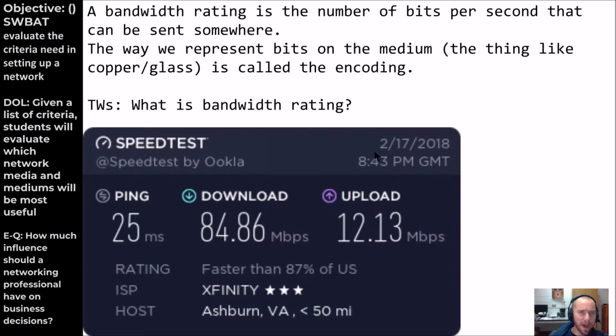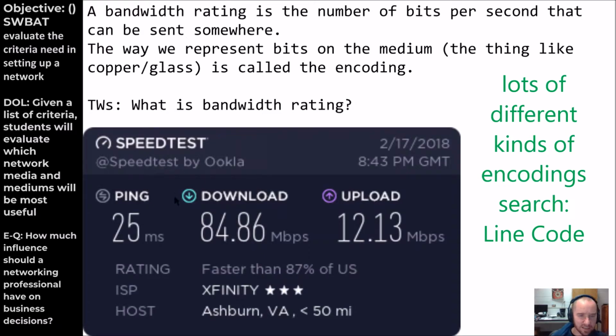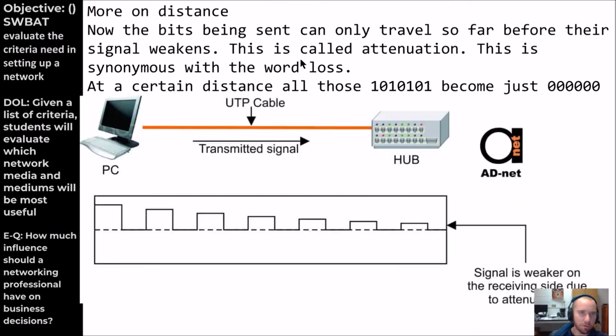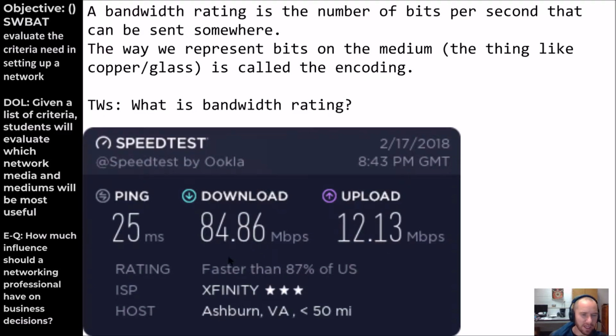So let's talk about a bandwidth rating. This is the number of bits per second that can be sent somewhere. So the way we represent bits on the medium, that is copper or fiber optic, is called the encoding. And you can do speed tests on your computer to see what your bandwidth rating is. And it's always fascinating to me how the download speeds aren't the same as the upload speeds, though we're essentially on the same wire. If we're talking about fiber optics now, we'll have a separate wire sending and a separate wire receiving, but maybe I shouldn't even say the word wire because we're talking about these glass tubes that the photons are bouncing around in.